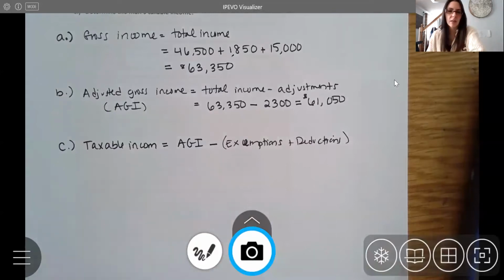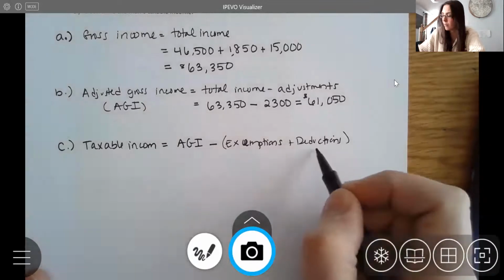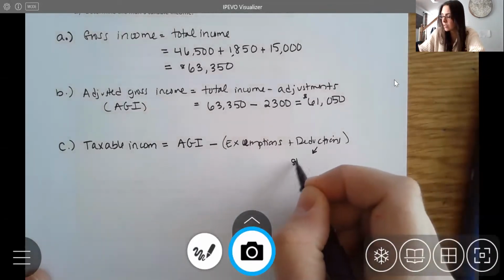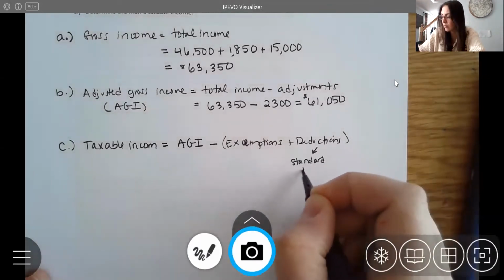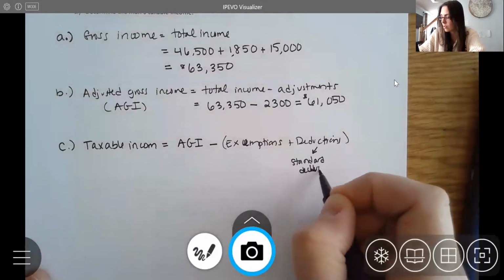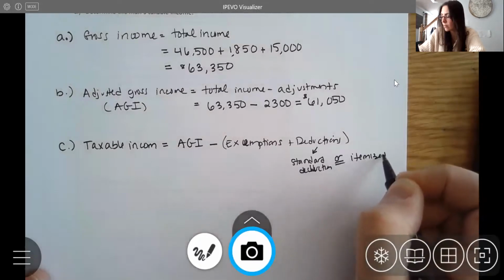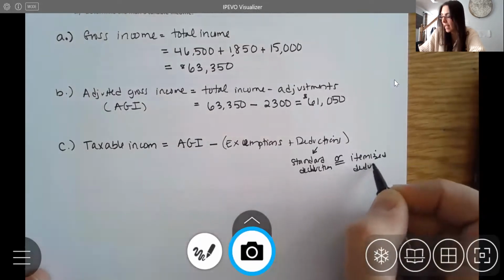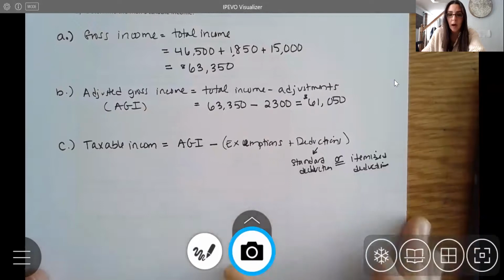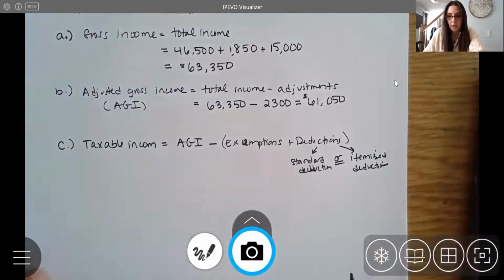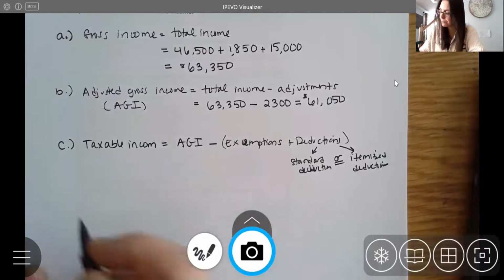We're just trying to give you in this class an overview of how things work, right? So I'm just kind of giving some general examples. And then you also have those deductions. So remember, for your deduction, you're either going to choose the standard deduction, or you're going to do your itemized deductions. You cannot do both, right? You do one or the other. So whatever one is larger, you're going to take that one to reduce your taxable income.